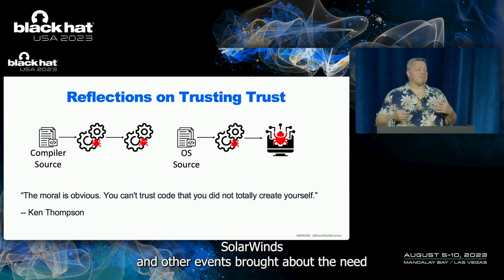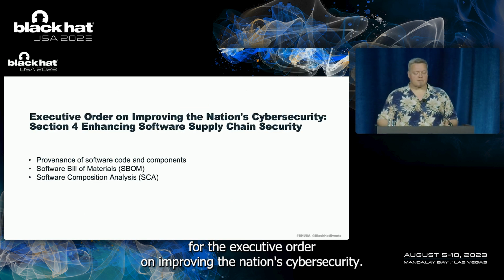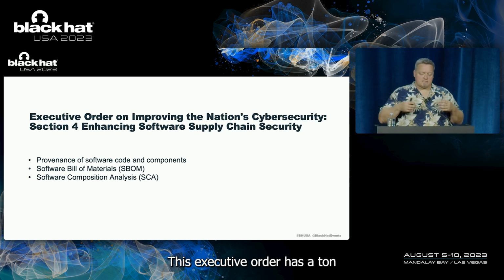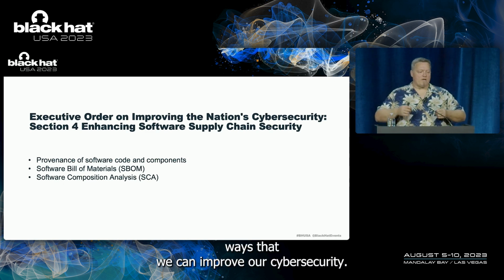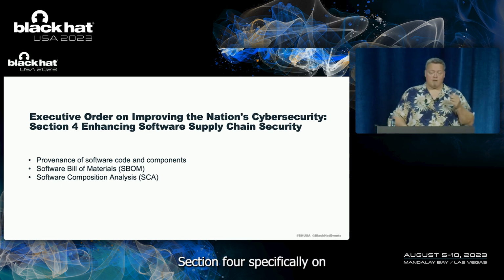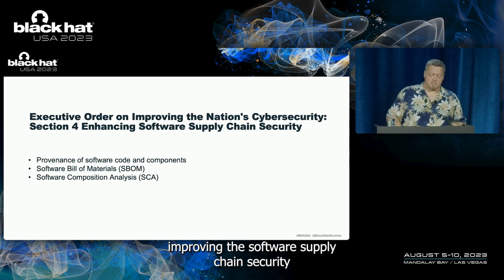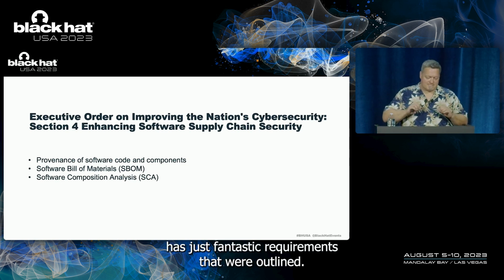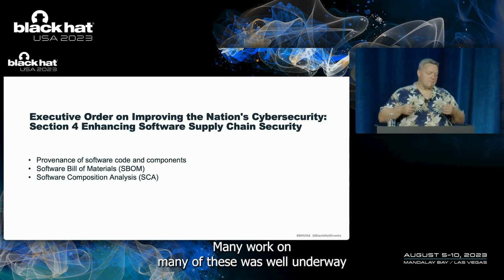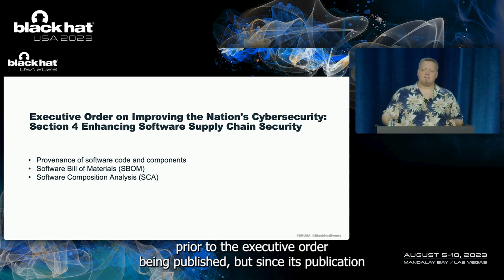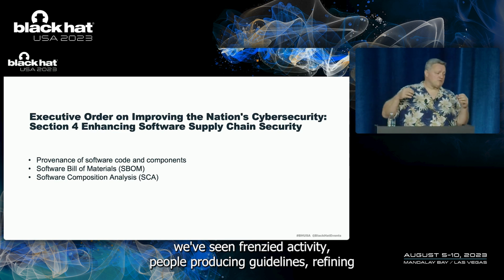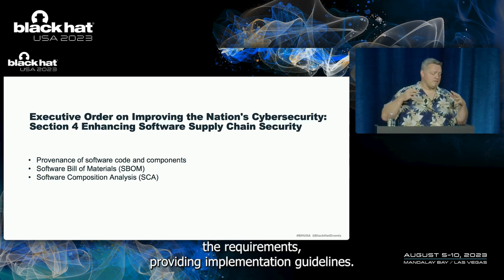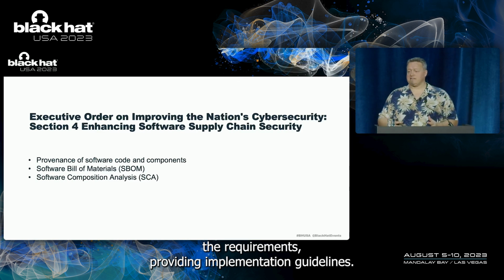SolarWinds and other events brought about the need for the executive order on improving the nation's cybersecurity. This executive order has a ton of great requirements that outline ways that we can improve our cybersecurity. Section 4 specifically on improving the software supply chain security has just fantastic requirements that were outlined. Work on many of these was well underway prior to the executive order being published, but since its publication, we've seen frenzied activity, people producing guidelines, refining the requirements, providing implementation guidelines.